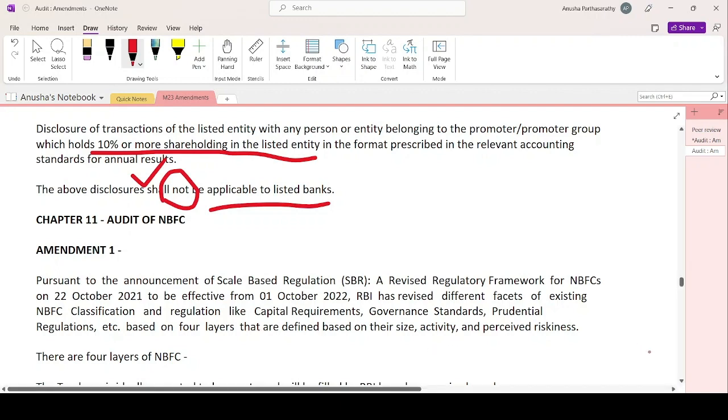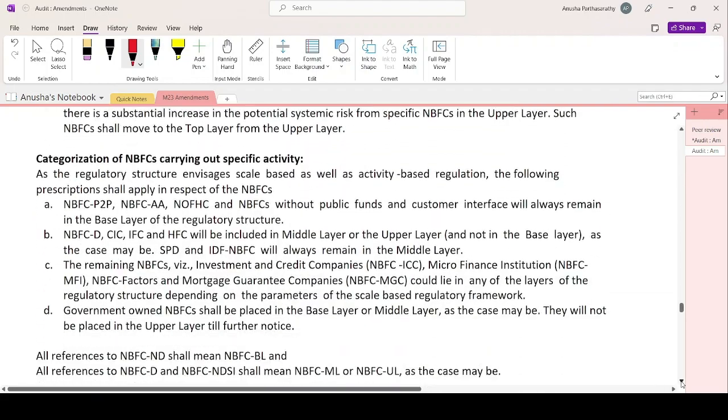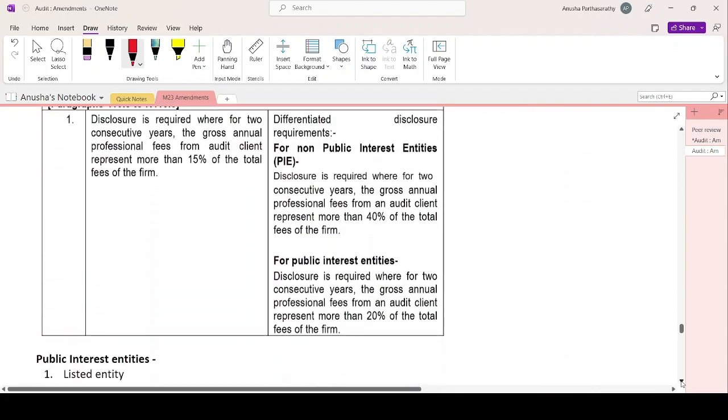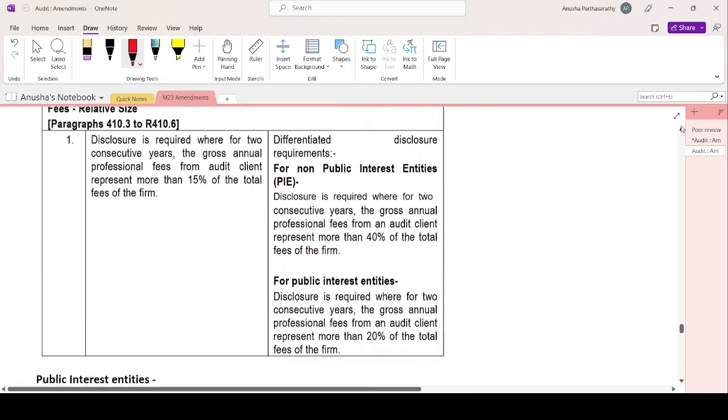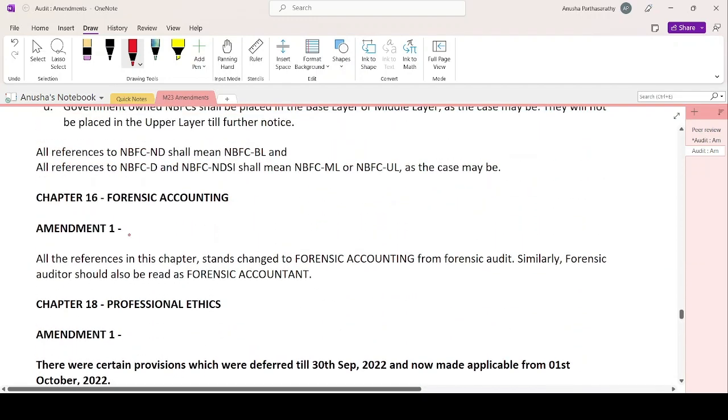Let's move on. It's quite a big task to record in a single go. Okay. Yeah. So let's finish this one first. Then we'll move on to NBFC, then professional ethics.